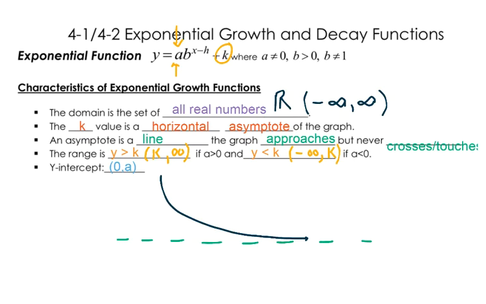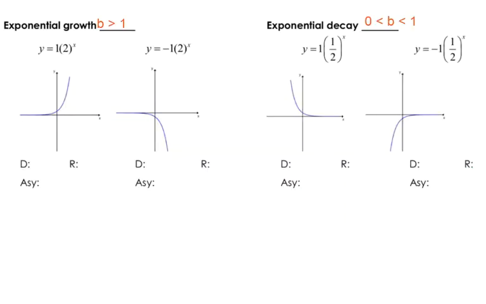Alright, the y-intercept, we're always going to look for that by plugging in 0 for x. If you plug in 0 for x, it is going to end up being our a value. And again, I'm going to do that when we're working with the parent functions and we're going to be shifting graphs. Alright, let's try some.